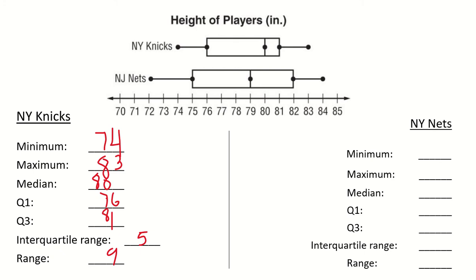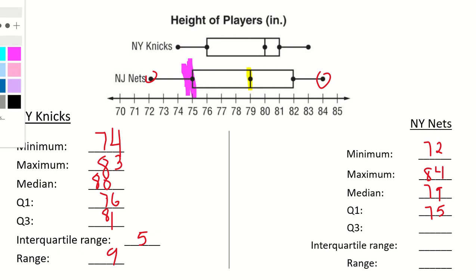Okay, the New York Nets, the minimum height is 72. The maximum height is 84. The median height is at 79. Quartile 1, right there, is at 75. Quartile 3 right there is at 82.